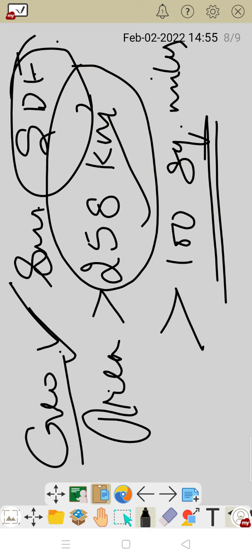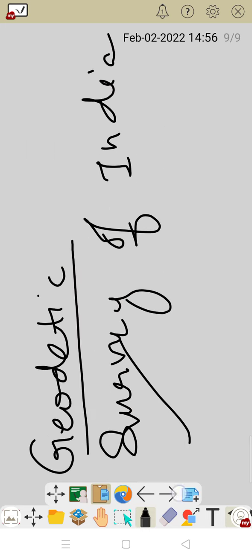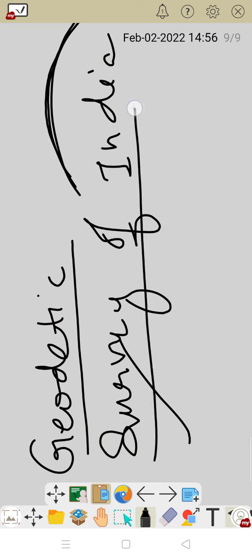And one more thing, this geodetic survey, I have told you, will be conducted by the Survey of India Department, based on certain astronomical observations. They will consider the angular measurement also. Curvature is also being considered. Now why are these people conducting this geodetic surveying?